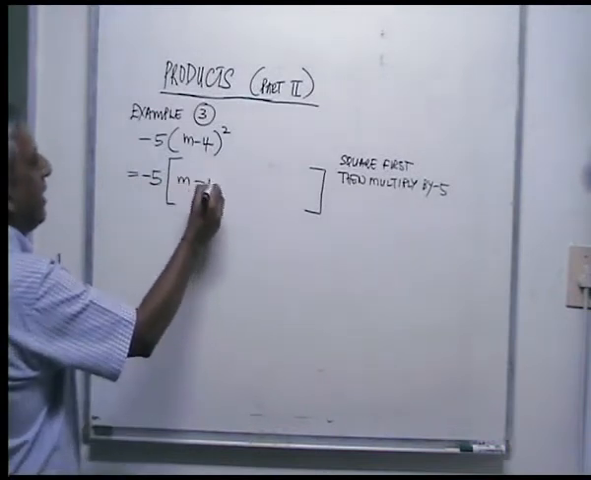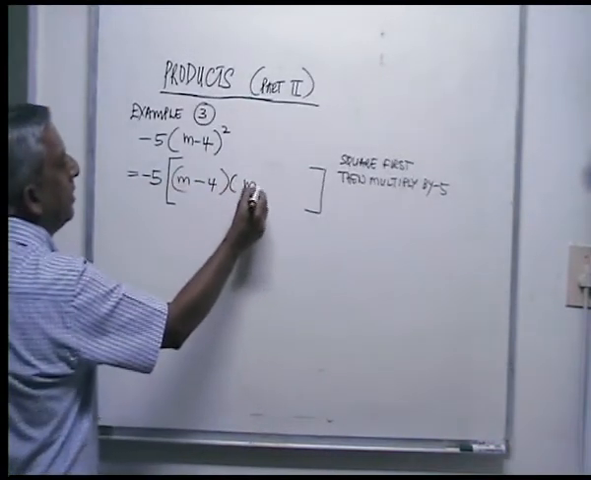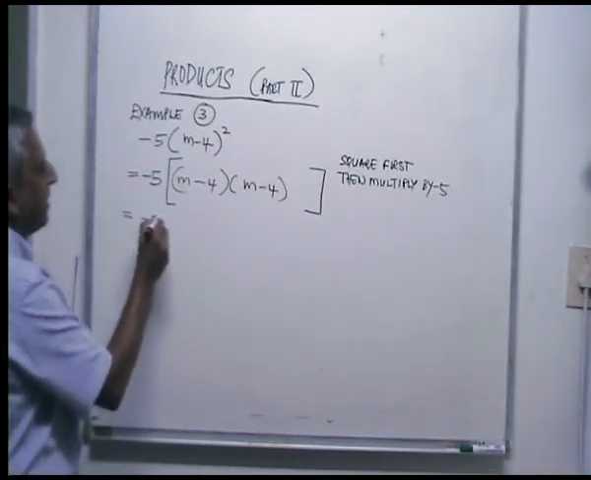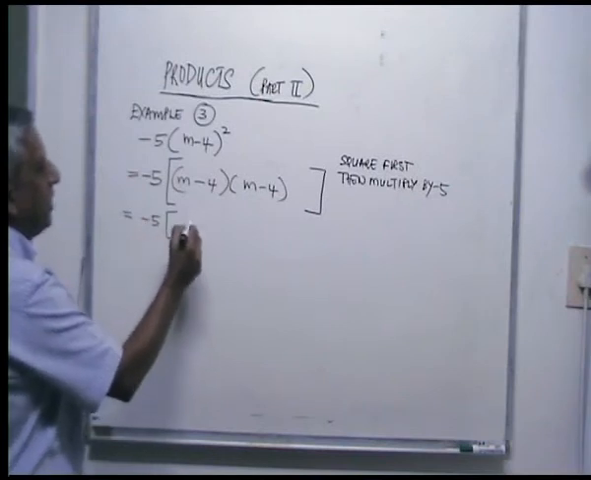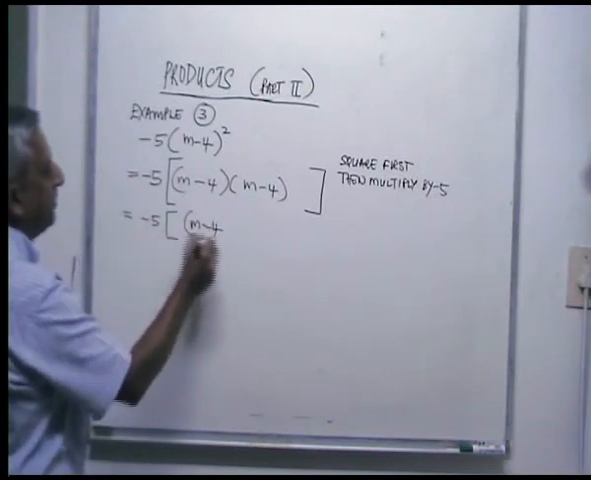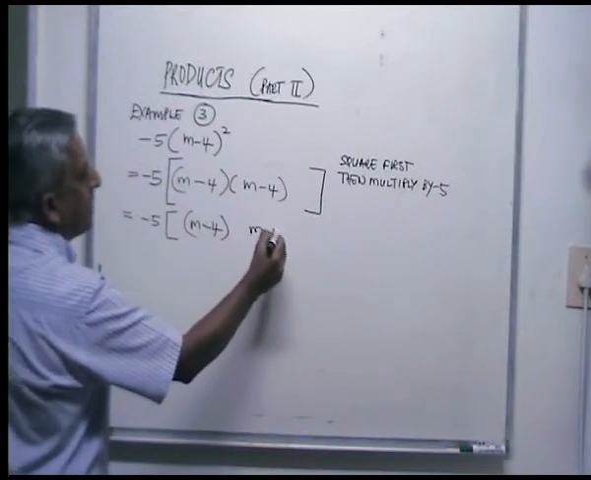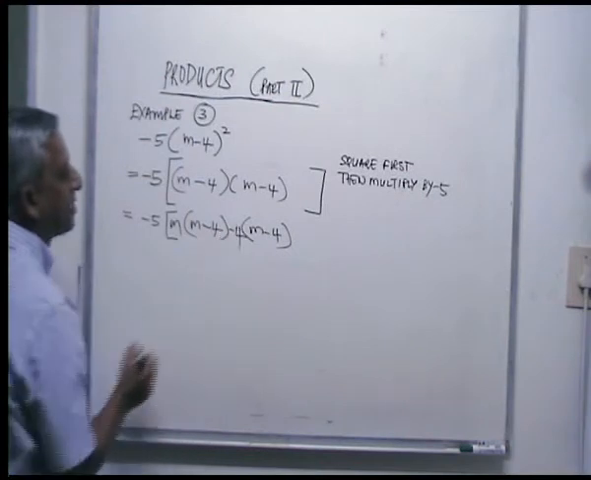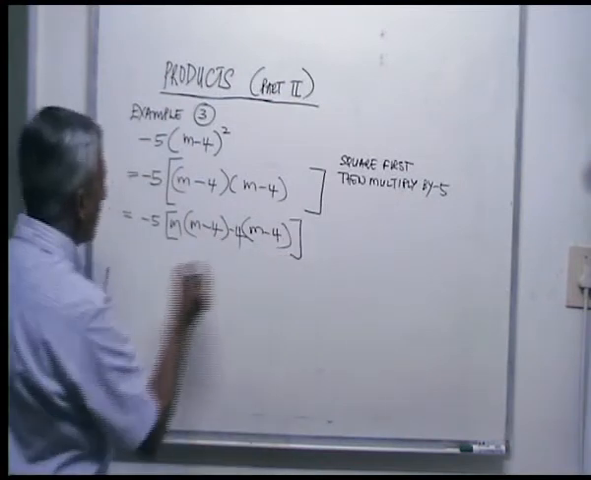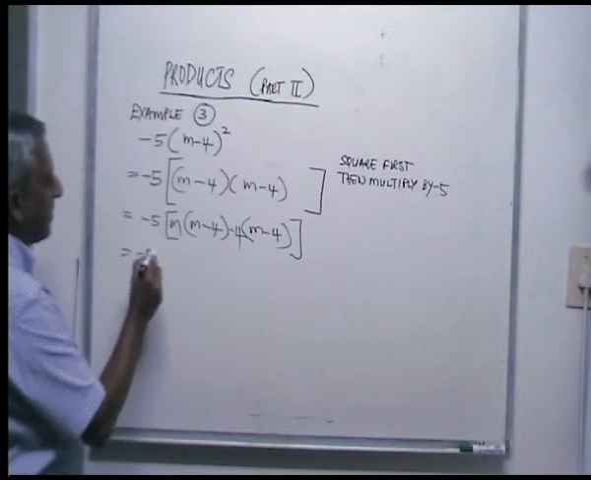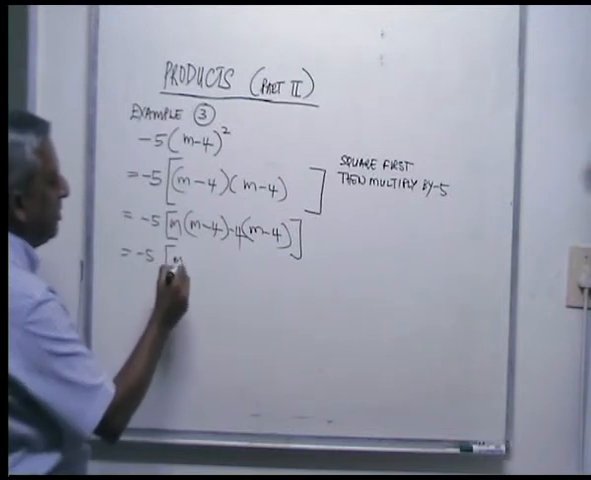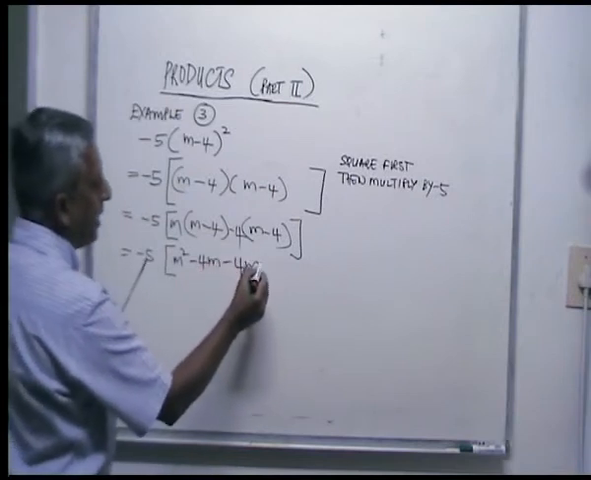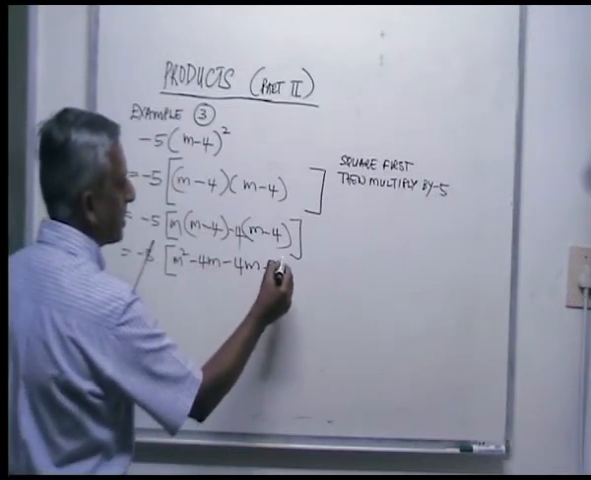So this will really be m minus 4 into m minus 4. So just bring down this minus 5 here like that. So this will be m minus 4, m minus 4, in the front here m, in the middle here minus 4, and then we close it. Just bring down the minus 5. So this will give you m squared minus 4m minus 4m plus 16.